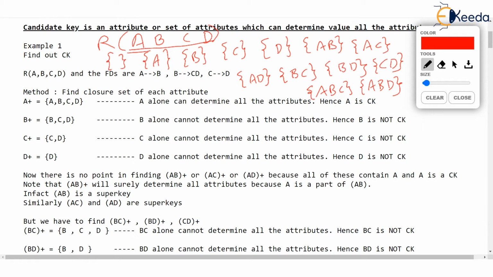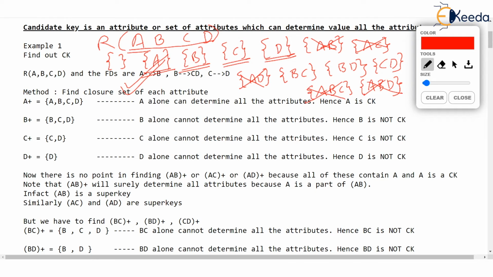Are you understanding? So what we did, instead of checking all the 16 possibilities, listen very carefully. Instead of checking all the 16 possibilities, we checked smallest possibilities first. A, B, C, D, single attribute, and we saw A is candidate key. Okay, good. Now, if A is candidate key, something really interesting. AB cannot be candidate key, AC cannot be candidate key, AD cannot be candidate key, ABC, ABD cannot be candidate key. Why? Because these are super keys now, isn't it? So many possibilities have been removed.